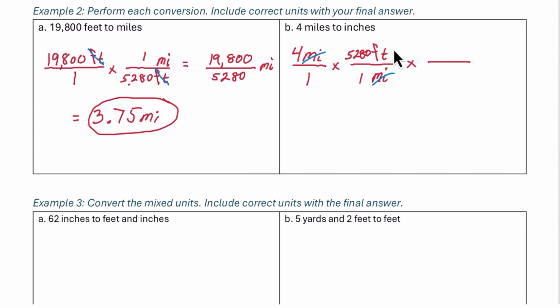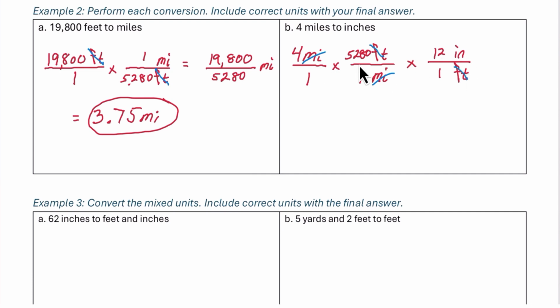Recognize that this fraction represents 1. We need to do another 1, but this time we want to end up with inches. So we'll put inches in the numerator. We want feet to go away, so we'll put feet in the denominator. And we know the ratio here, 12 inches is 1 foot. Recognize now that the feet will go away, leaving us with inches.